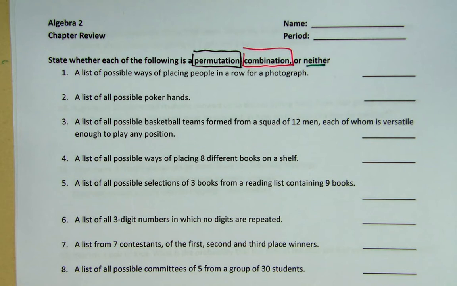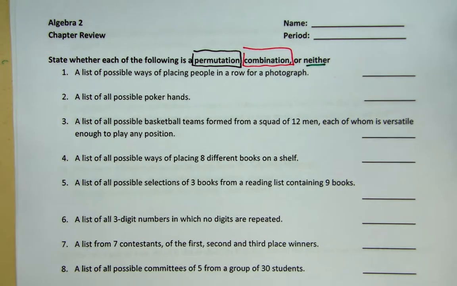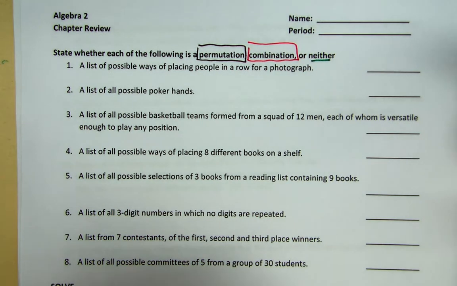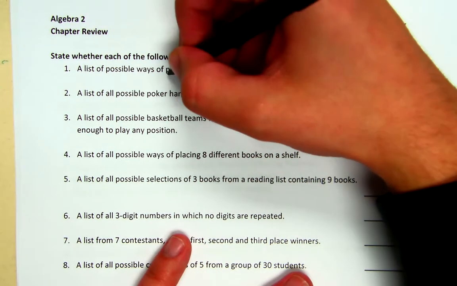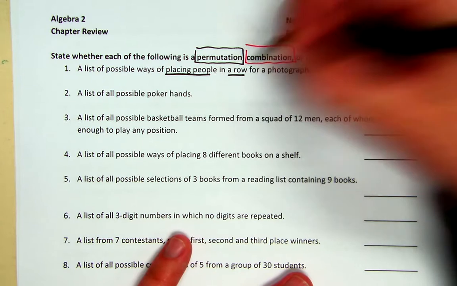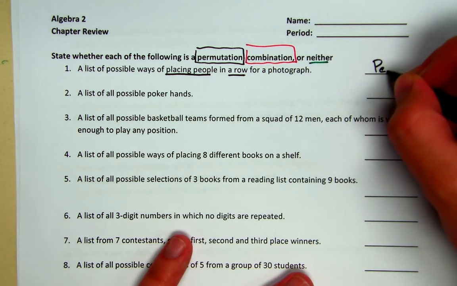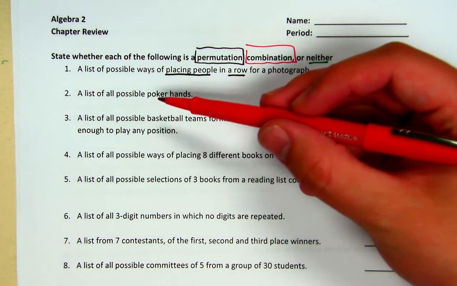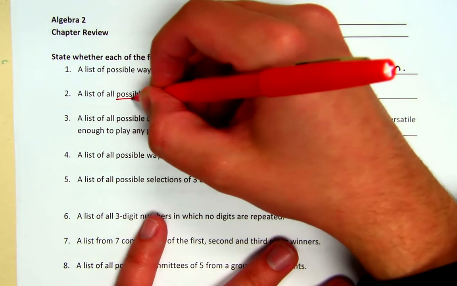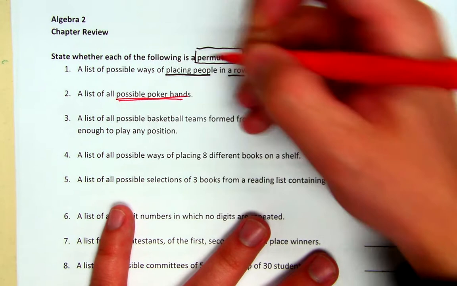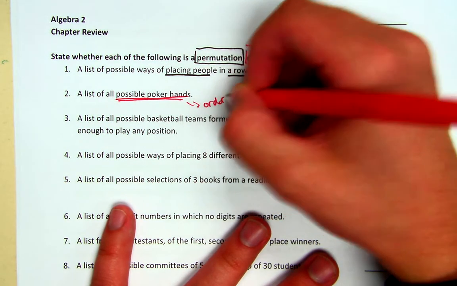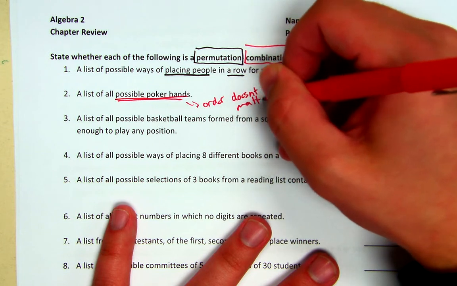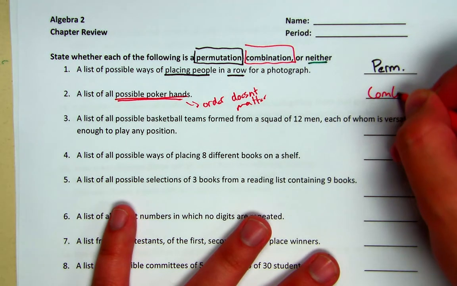Alright, now that you've done that, let's go through these situations. We have a list of possible ways of placing people in a row for a photograph. So how am I going to figure out what this is? Well, the possible ways of placing people in a row tells me that order matters, so that is a permutation. Number 2, a list of all possible poker hands. Here, possible poker hands is kind of your key. Order doesn't matter in poker, so that is going to be our combination.